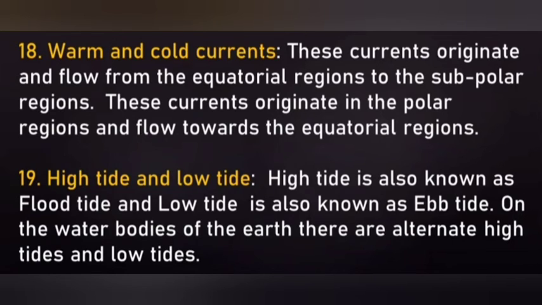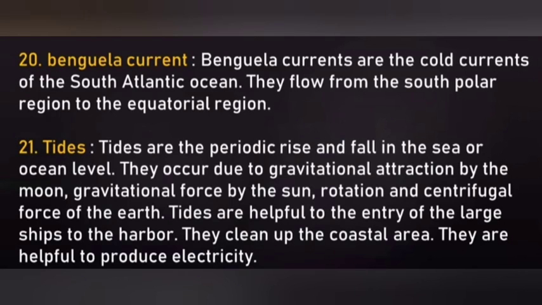Next one, high tide and low tide. High tide is also known as flood tide and low tide is also called ebb tide. On the water bodies of the earth, there are alternate high tides and low tides. Benguela current. Benguela currents are the cold currents of the South Atlantic Ocean. They flow from the South Polar region to the equatorial region.